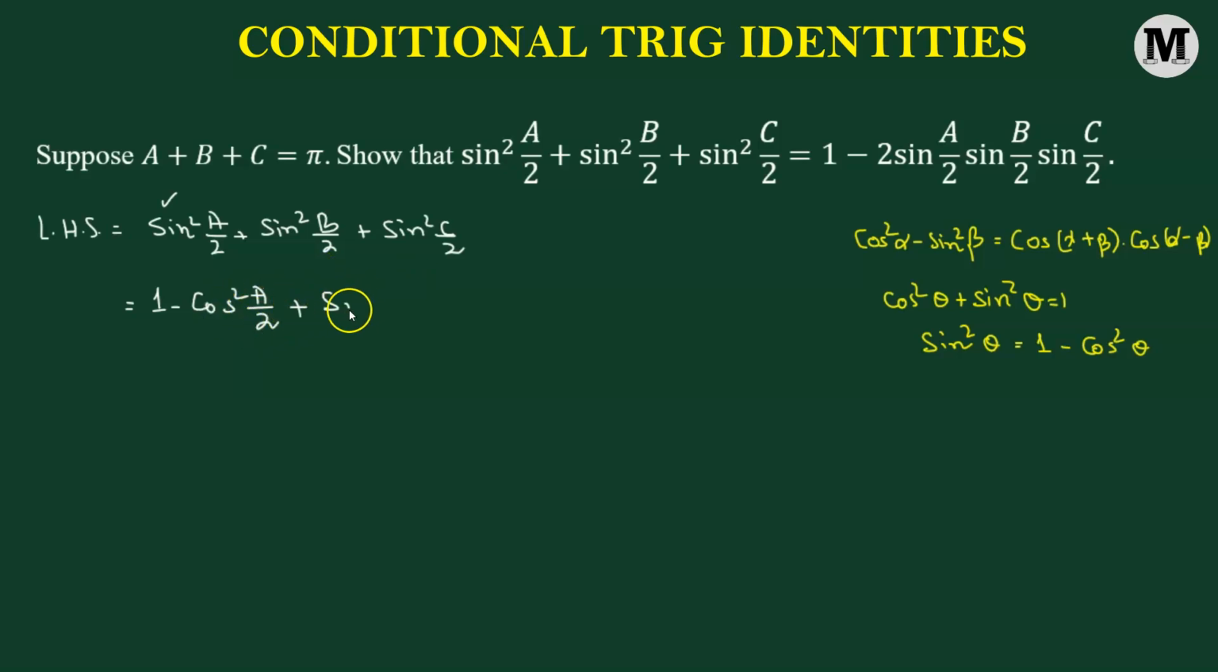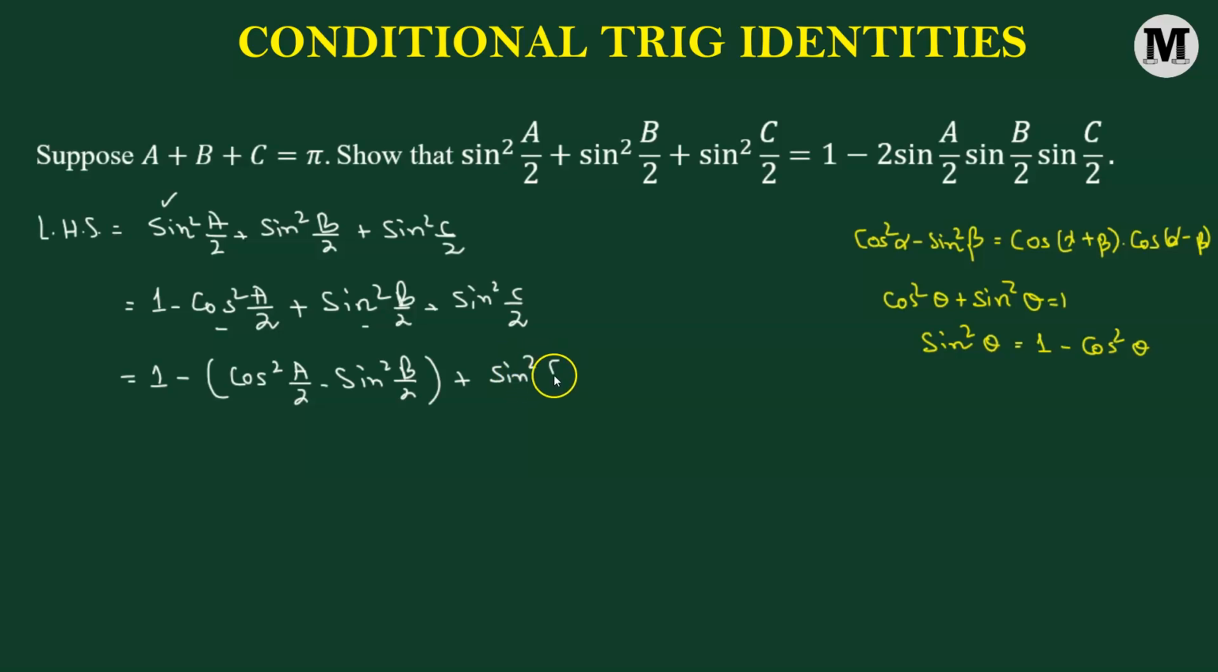Added to that, we're going to keep the second and the third term intact: sine squared b over 2 added to sine squared c over 2. So now we have 1. We combine the first and the second term by taking negative as the common factor, giving negative times cosine squared a over 2 minus sine squared b over 2, added to sine squared c over 2. Now we apply this formula. This gives us 1 minus, we have cosine of the sum of the two angles, a plus b over 2, multiplied by cosine of the difference of the two angles, a minus b over 2, added to sine squared c over 2.